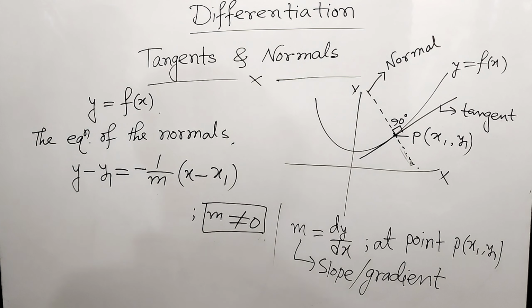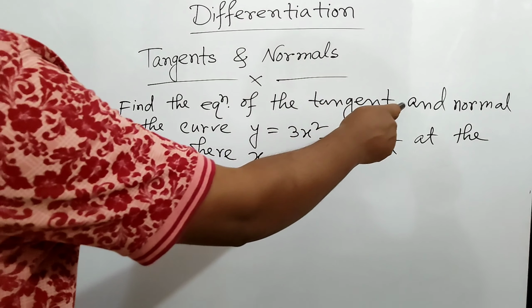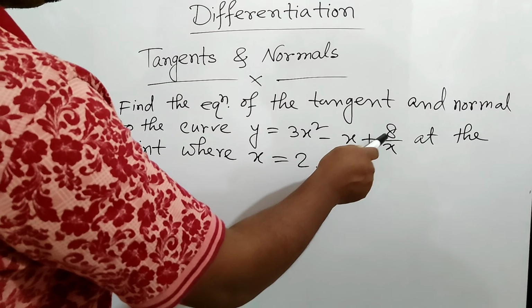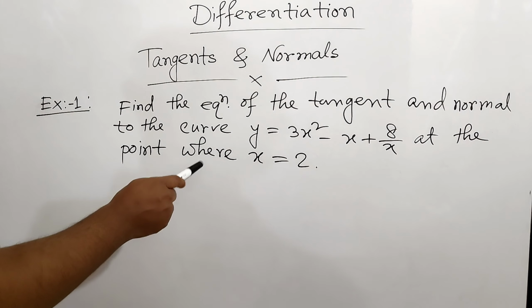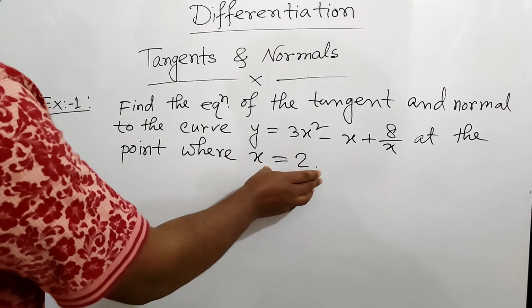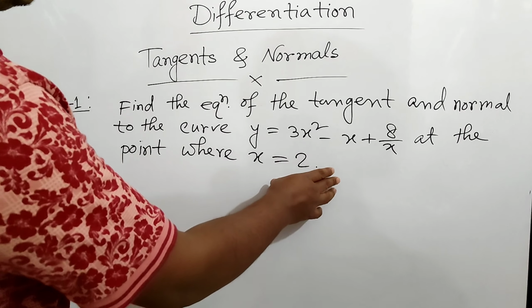Now I'll show some examples of how we can find the equation of the tangent and normal from a given curve. Okay class, look at example 1. We will find the equation of the tangent and normal to the curve y equals 3x squared minus x plus 8 over x at the point where x equals 2. Here only the value of x is given for the point, but the value of y is not given.